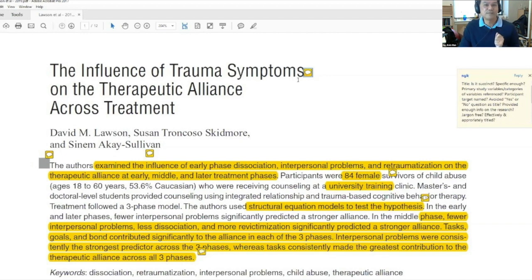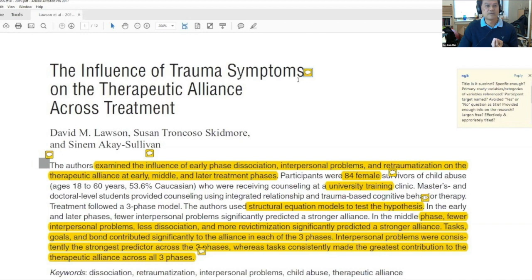So ask yourself this question. Look at this: the influence of trauma symptoms on therapeutic alliance across treatment. I happen to think that it's good. In a nutshell, it focuses you on what they're looking at. You know that they're looking at trauma symptoms and therapeutic alliance. They also give you a clue that it's across treatment, so you would expect them to look at multiple time points down the road. So the title clues me in that quite likely this is going to be an experimental design.